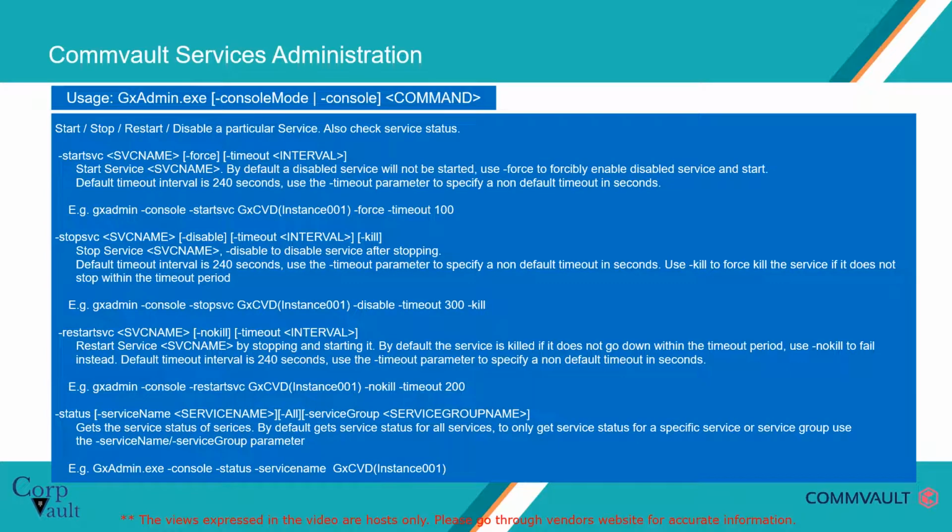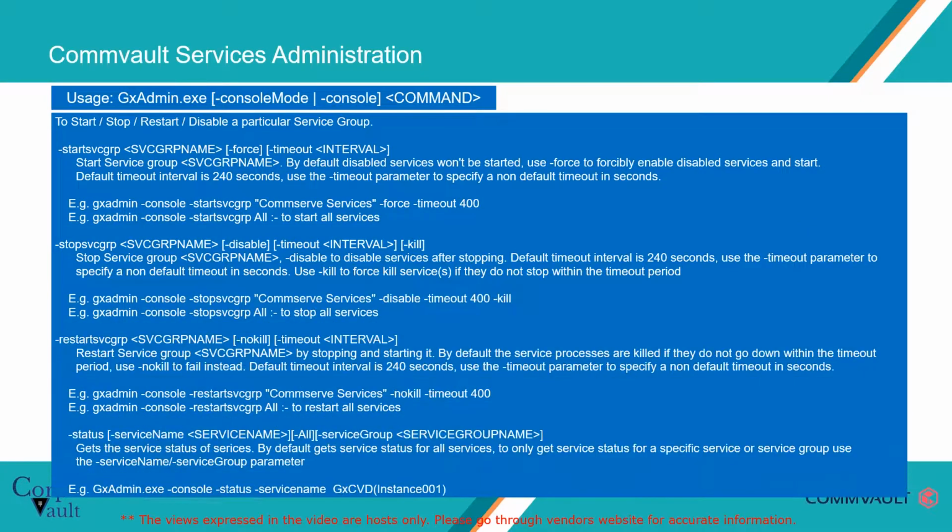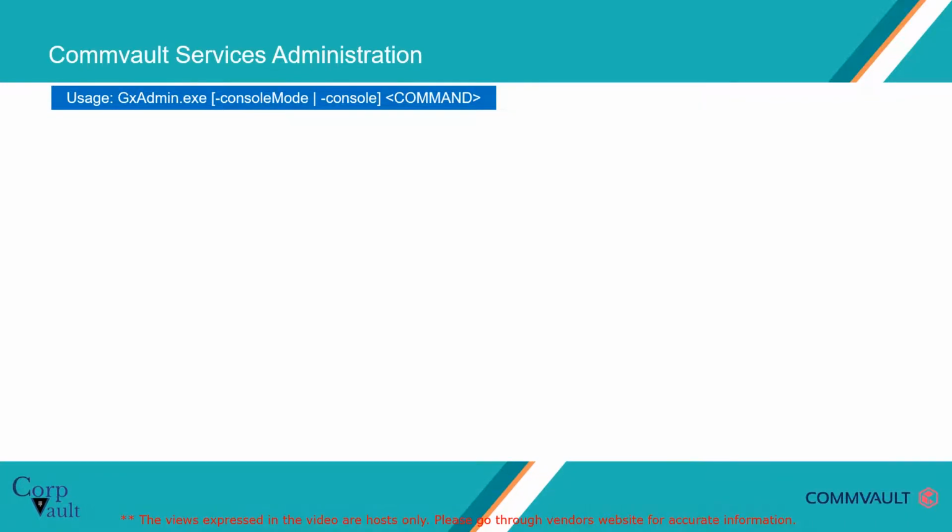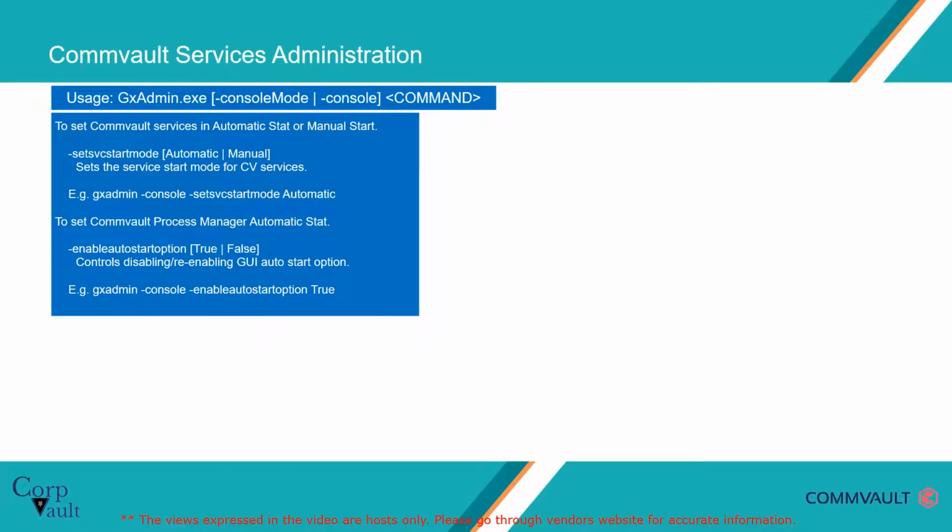You have various options like kill, no kill, set timeout, when the process does not respond in default timeout interval. These are the commands to start, stop, restart, disable a particular service group. Here as well, you have various options like no kill, set timeout, when the process does not respond in default timeout interval. You can set Commvault services in auto start, or manual start via command line.